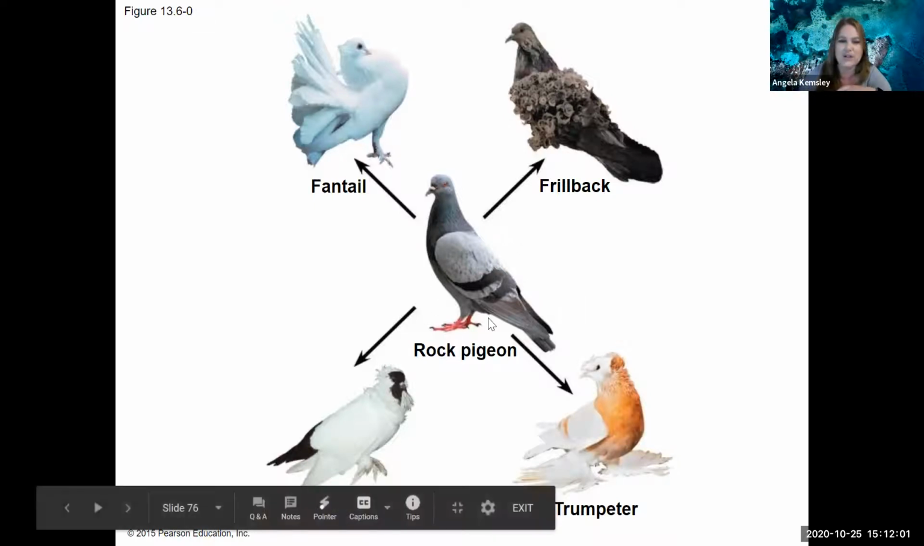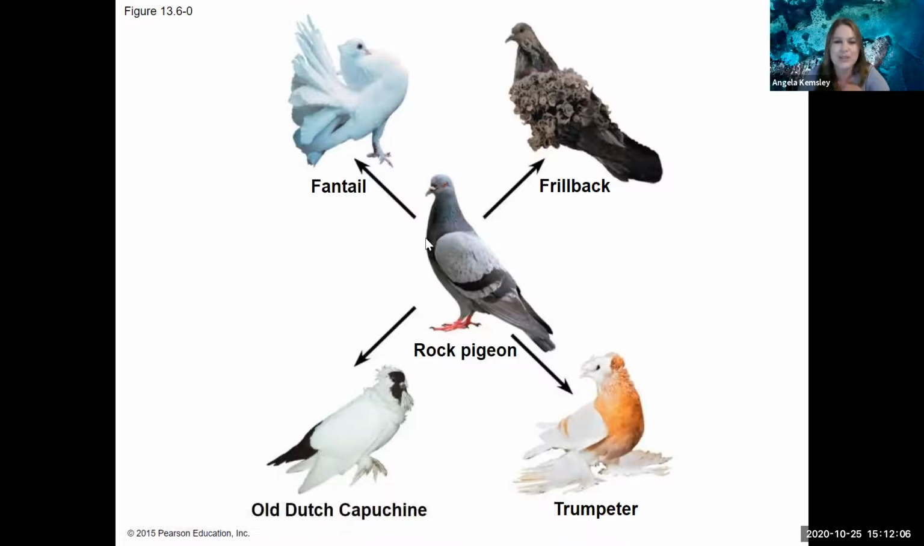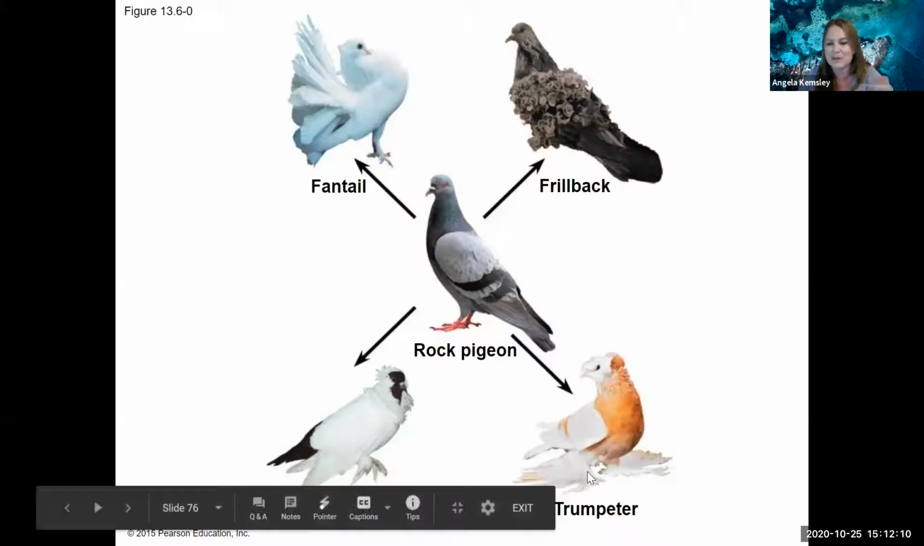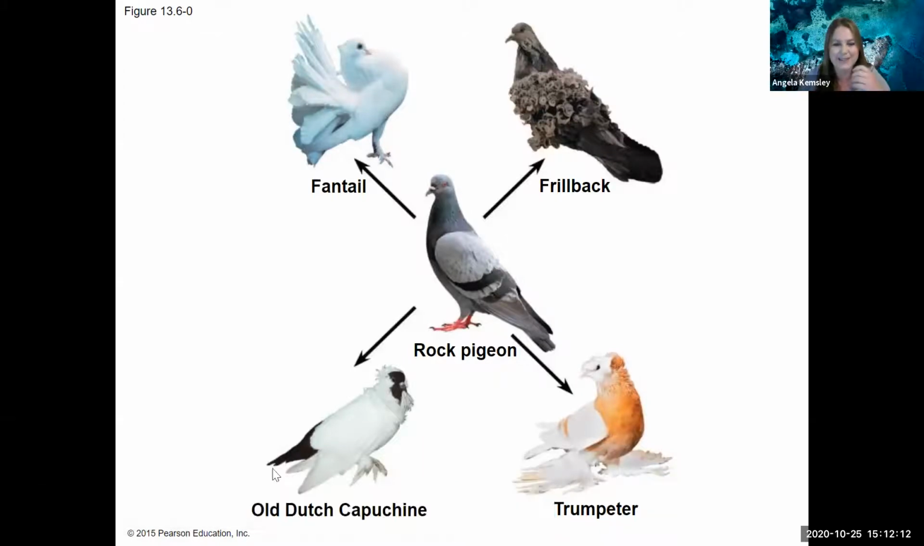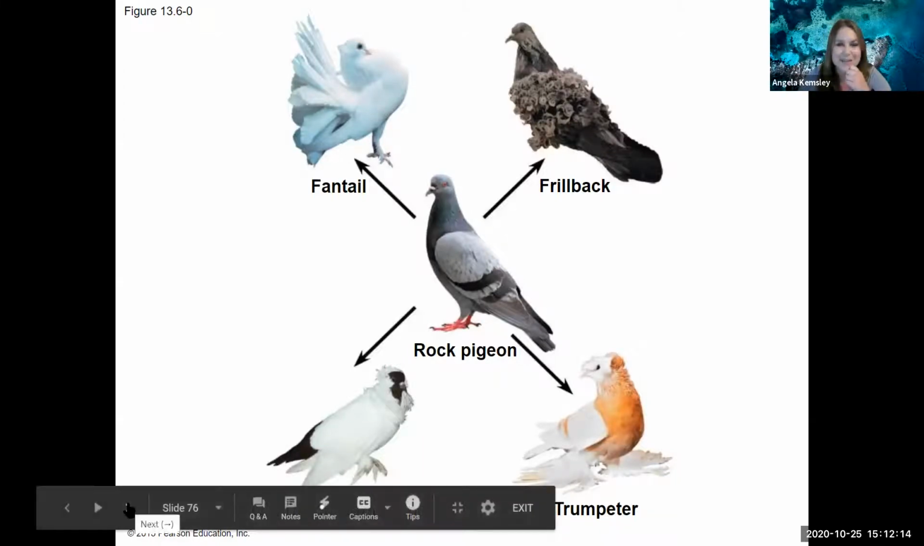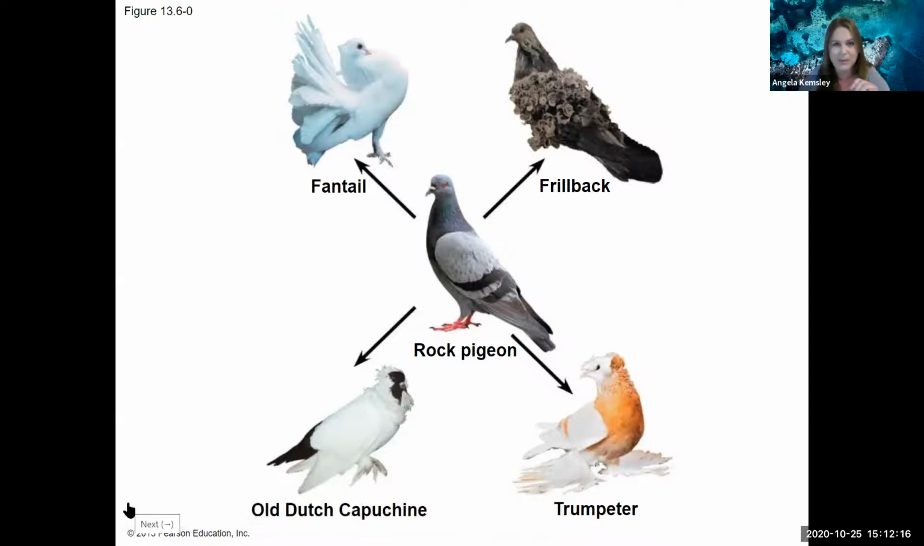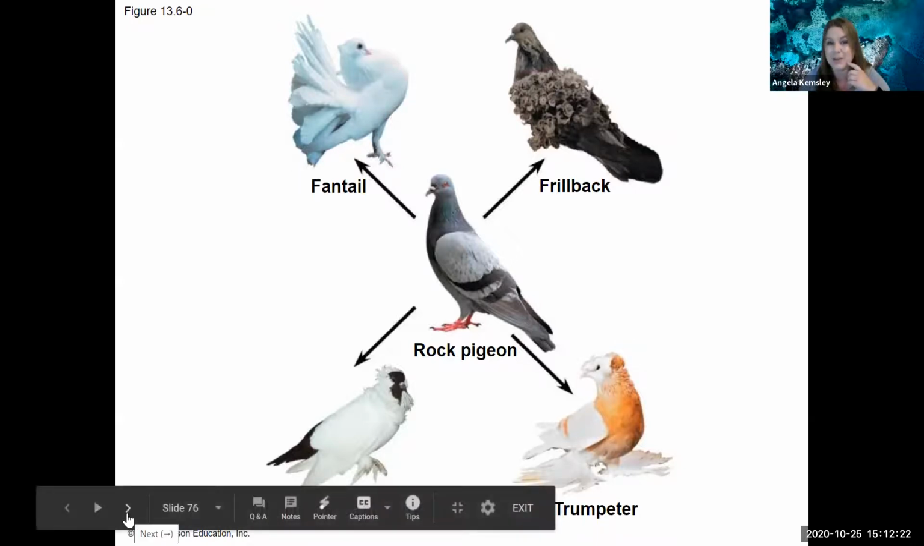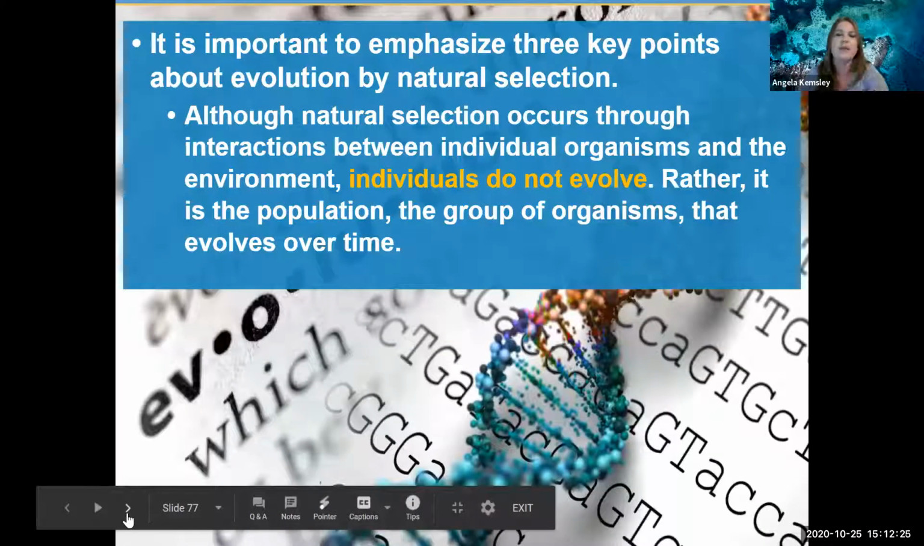If you look at the pigeon on the screen, this is another example of artificial selection. We can breed pigeons to have cute little tails, little fluffy legs, frilly backs, things like that. So artificial selection is very common. We do it with a lot of different animals and plants, and it happens a lot quicker usually than natural selection. So we can make some inferences from it.